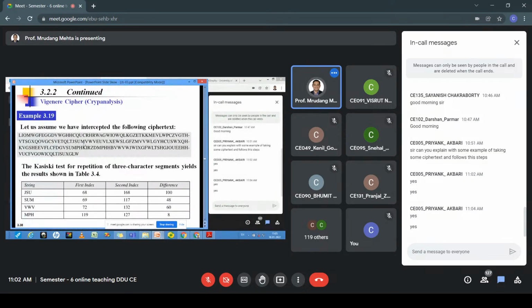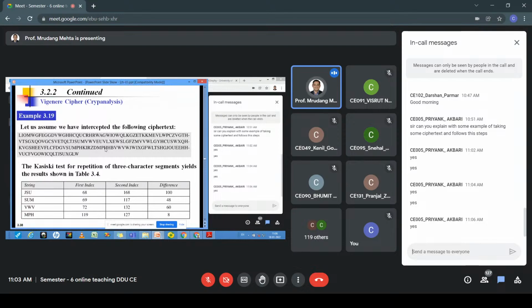The fourth segment that we find is MPH. MPH is found at 119, and again it is found at 127. Can you see this? So the difference between these two is 127 minus 119, that is 8. So we have got different distances D1, D2, D3.